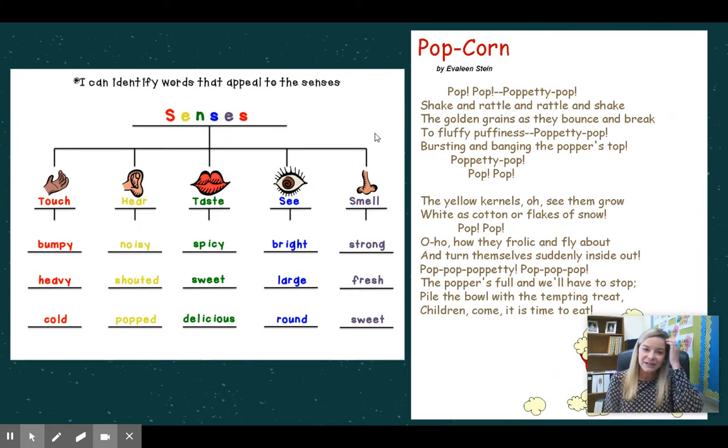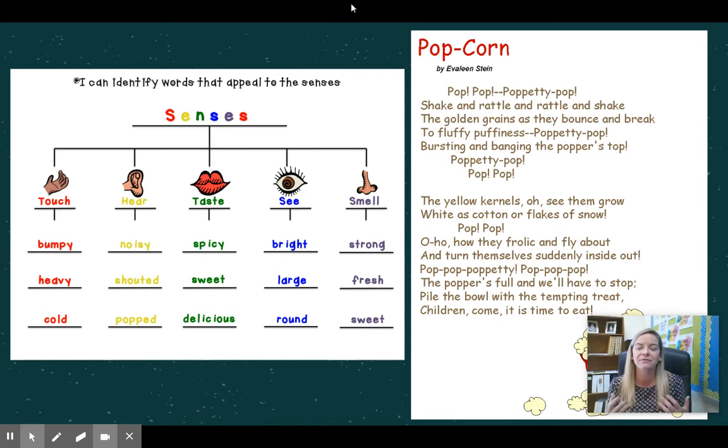The next thing we're going to talk about is something called sensory words. When I think about the word sensory, I hear a base word in it. The base word is senses. So sensory words are words that are going to appeal to our senses. And you have been learning about your senses since kindergarten. So I know you're very aware of what your 5 senses are. You can see them here: touch, hear, taste, see, and smell.